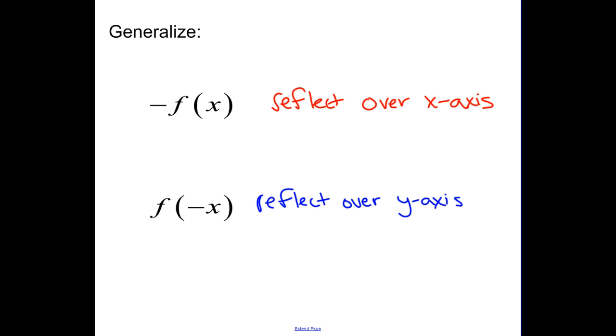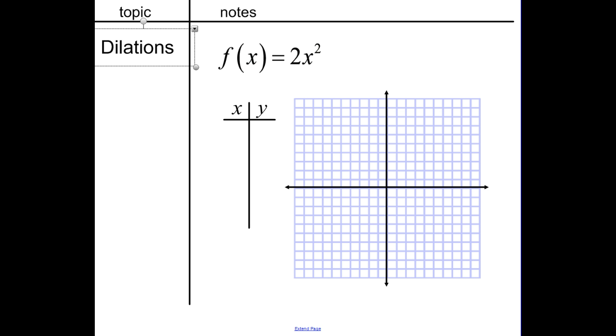So let's look at this problem here. First thing we want to do, just like we did when we were talking about transformations, is know what my parent function is. Our parent function is f of x equals x squared. So we're going to plug in our basic x squared values into our table here.